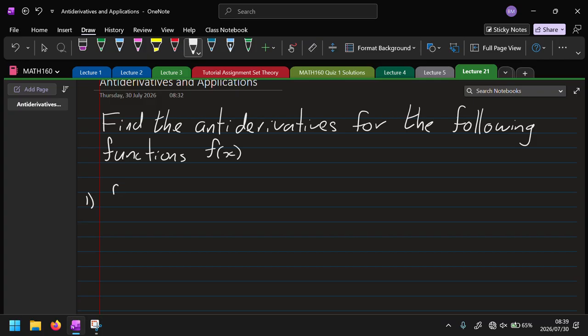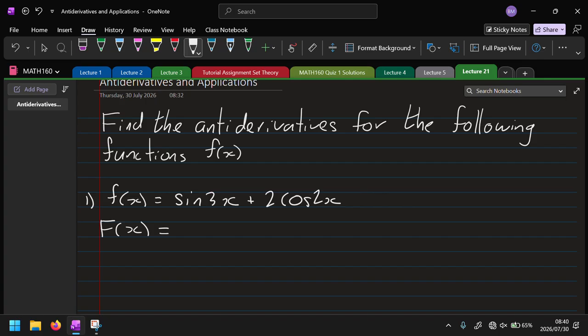So number 1, we have f of x is equal to sine 3x plus 2 cos 2x. Okay, so you're given the function. We want to find the antiderivative. Now we know that we can do it for each part of the function with that sum and difference rule. And also any constants in front of the function, we can just take that out of the antiderivative. So here, this 2 doesn't affect our working at all.